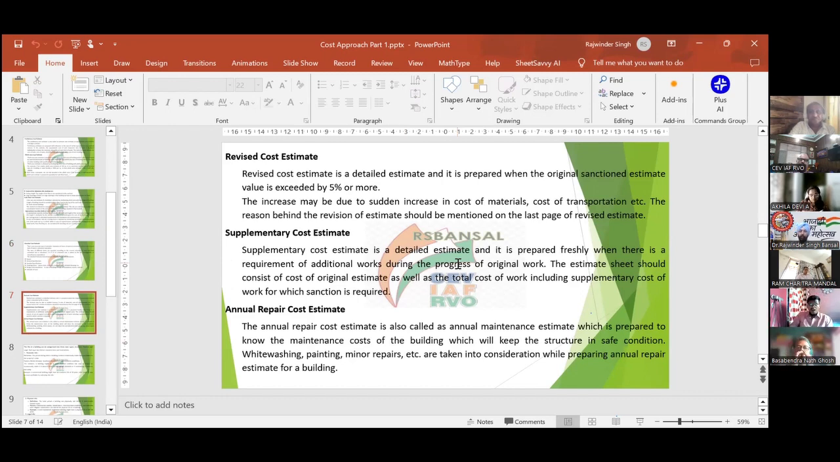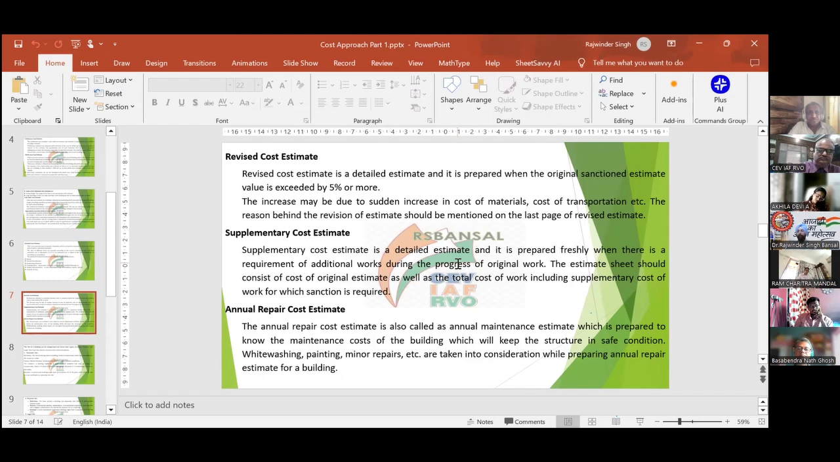And then come the revised cost estimates. These are generally used in government works when the cost is increased by 5% during the execution of the project. If the cost increases by more than 5%, then it has to be submitted to get sanction from the competent authority.